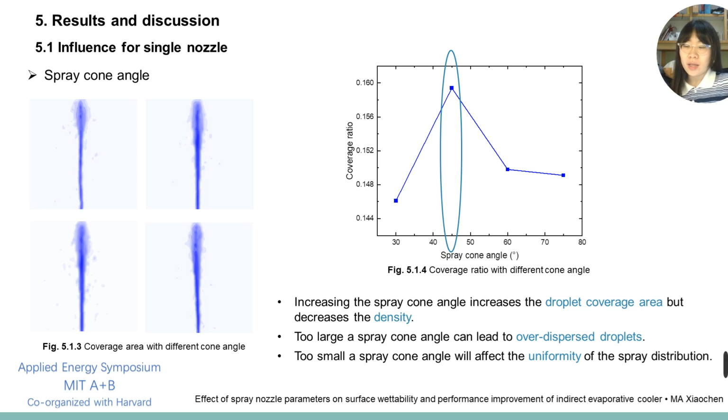And similarly, different spray cone angles also give different coverage areas. And from this figure, we can see it increases first and then decreases, the same. And the reason is that increasing the spray cone angle increases the droplet coverage area, but decreases the density. So too large a spray cone angle can lead to over-dispersed droplets, while too small a spray cone angle will affect the uniformity of the spray distribution.